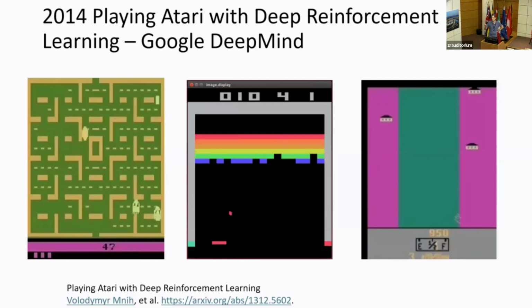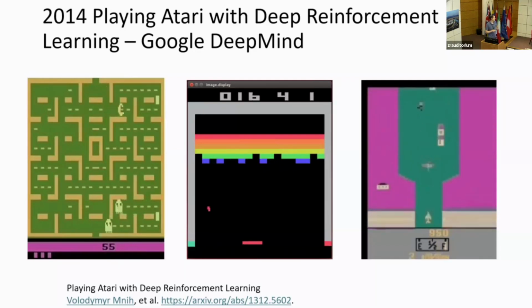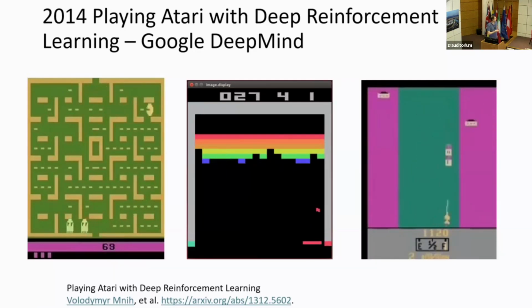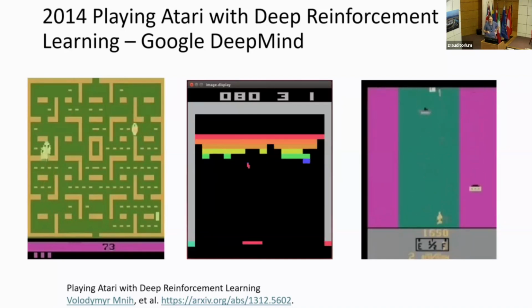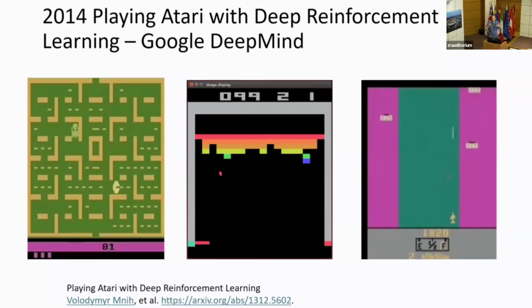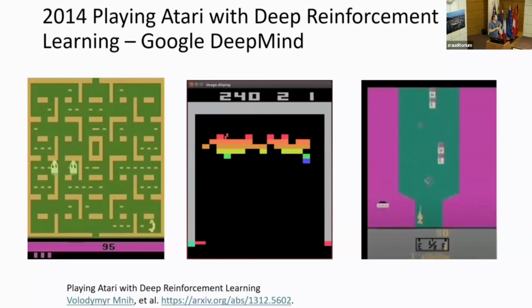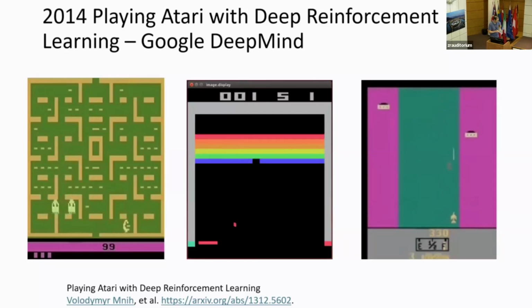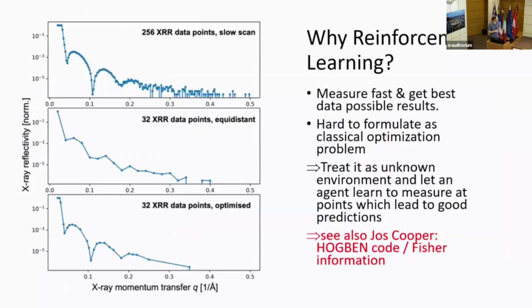You have an agent which can interact with some system. And here, the agent knows that it should increase the high score and not die. And all it knows is it should increase the high score. And then slowly by slowly, it learns how to play this thing. Self-driving cars are another example of this reinforcement learning class. And so my goal is now a self-driving diffractometer.